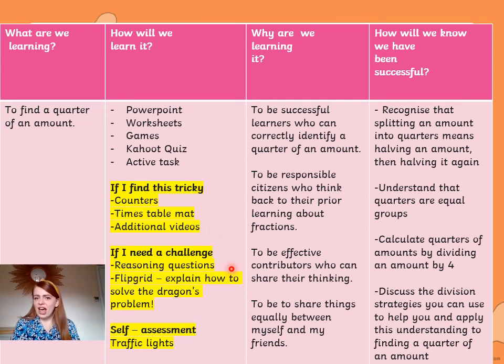Remember, if you need a challenge, there are some reasoning questions that really have to make you think about how you've solved the problem. And there's also the Flipgrid problem as well, where you need to try and solve the dragon's problem. So a bit of problem solving for you to apply your skills to. And finally, don't forget to self-assess your work. Remember, it's red if you find it tricky, yellow if you think you need some practice, and green if you are good to go and feeling confident with finding a quarter of an amount and with the success criteria.